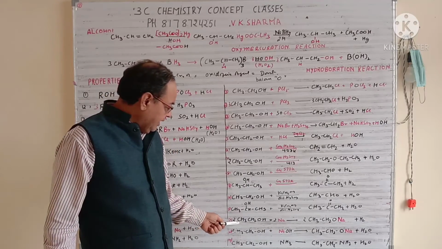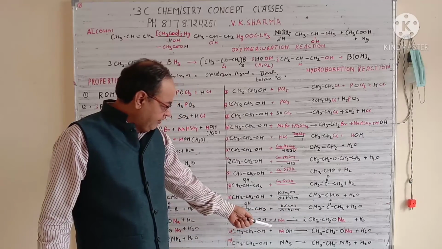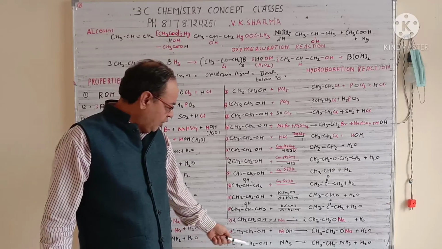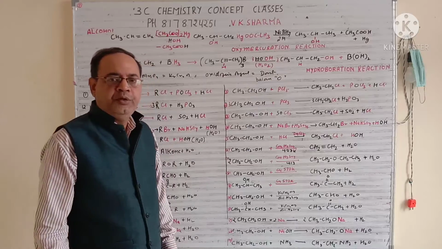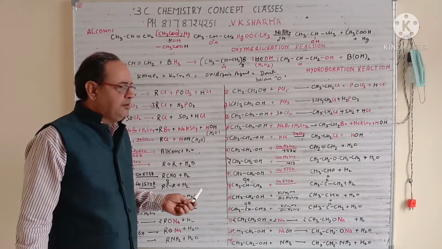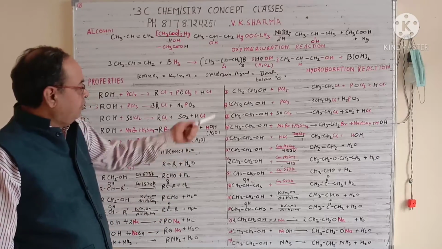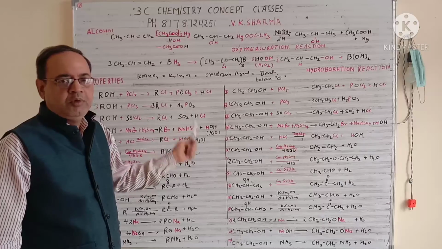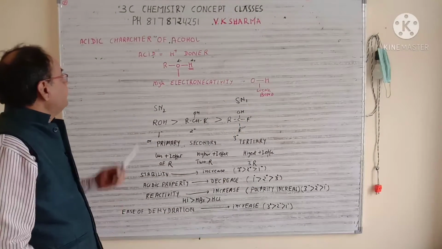Now again, ethyl alcohol with twice of Na gives you sodium ethoxide. In the same way, with NaOH it gives you sodium ethoxide plus H2O. And ethyl alcohol with NH3 will give you ethylamine plus H2O. So these are the properties of alcohol. Now for practice, you take 3 carbon and try to write the names of all these products.